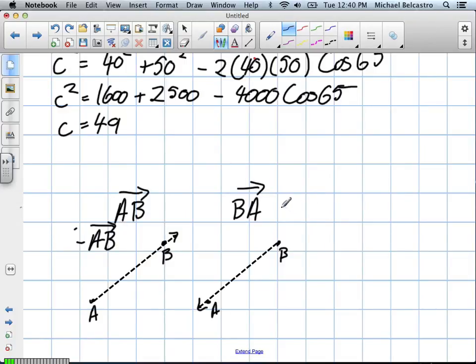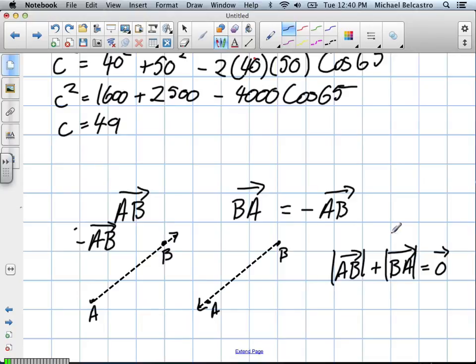So negative AB is also equal to vector BA, which means if I were to combine these vectors, AB plus BA, does anyone know what I would get as a resultant force? 0, that's right. We have a magnitude of 0 in this case. So that's very important.